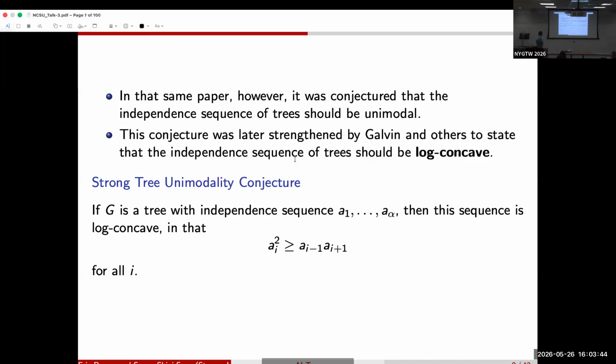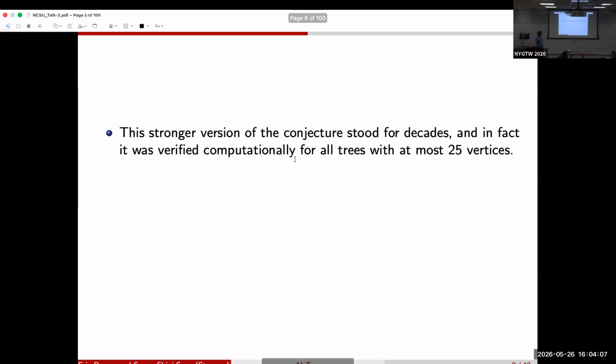And log-concavity of sequences is something that's really hot right now because of deep connections between it and geometry and matroid theory. June Huh just won a Fields Medal essentially for proving chromatic polynomials were log-concave. Okay, so this is the strong tree unimodality conjecture. Now, this stronger version of the conjecture stood for decades and in fact was verified computationally for all trees with at most 25 vertices.